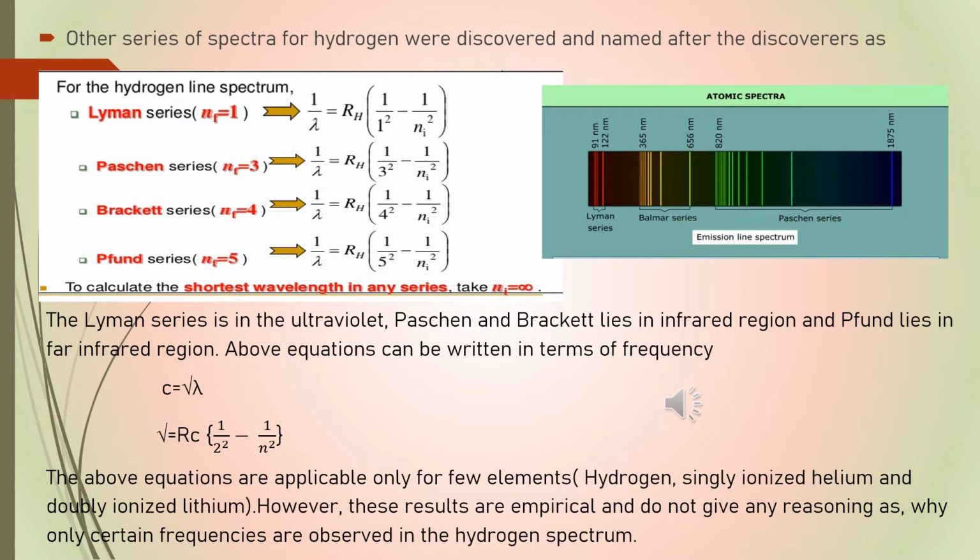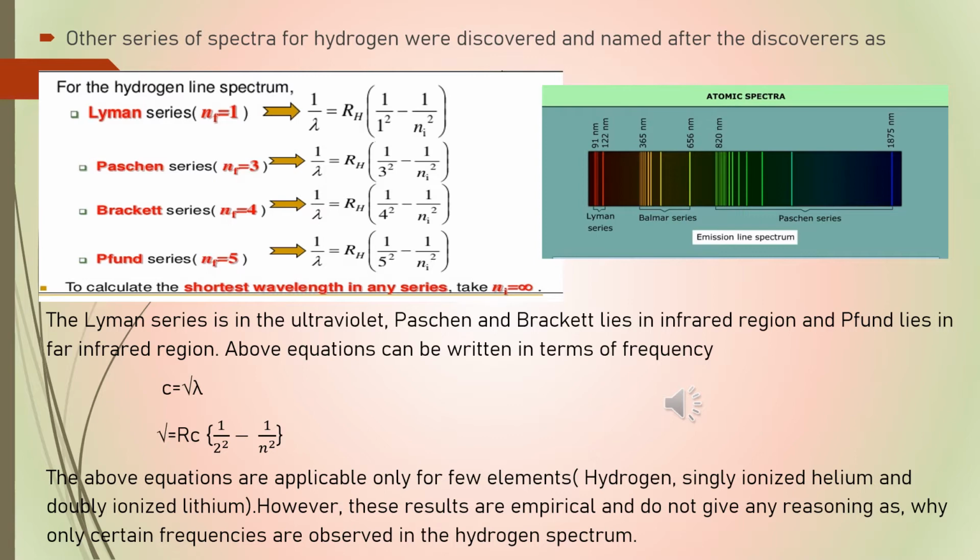Other series of spectra for hydrogen were discovered and named after the discoverers, such as the Lyman series, for which the final state corresponds to n equal to 1 and the initial states correspond to n equal to 2, 3, 4, 5, etc. The equation to calculate the wavelength of the Lyman series is 1 by lambda equals R_H times (1 by 1 square minus 1 by n_i square).